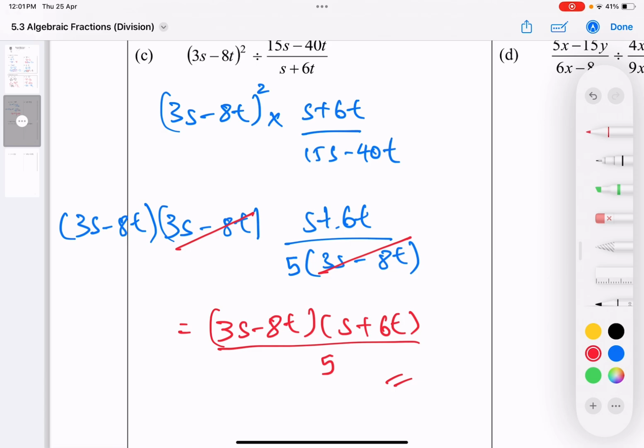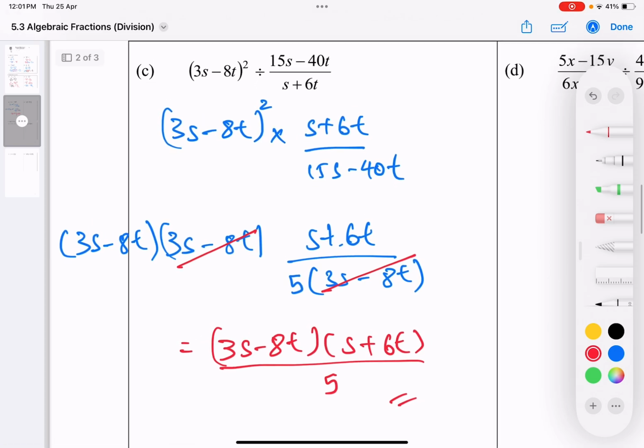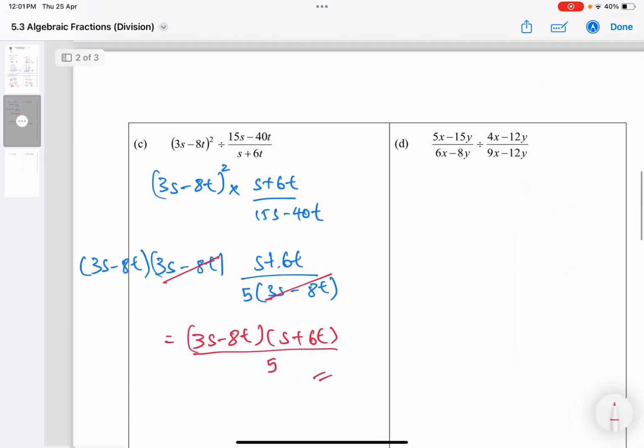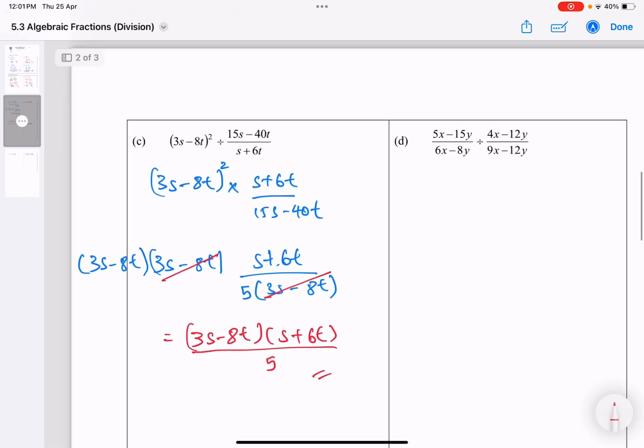Alright, you can leave your answer like this. Or if you want to expand also can. The skill that I want you guys to learn is factorizing and then cancelling out. Alright, can you try the last question of question 2?